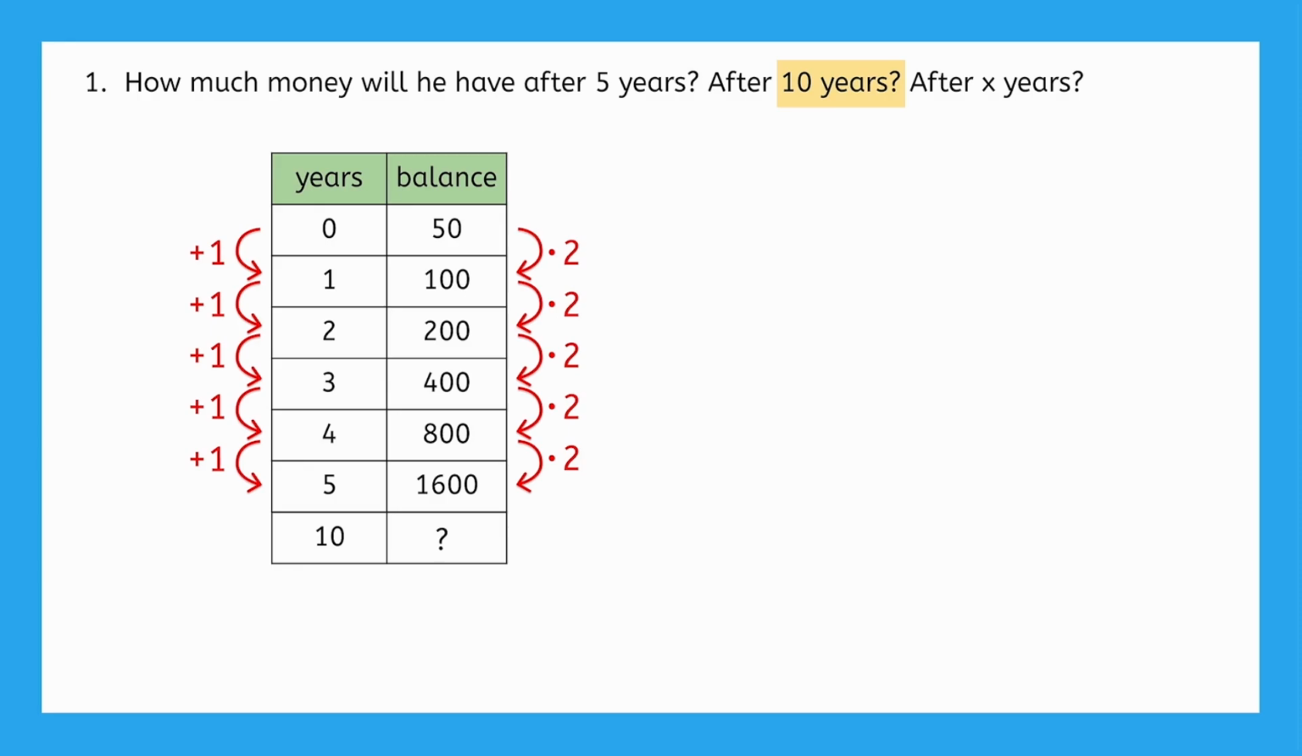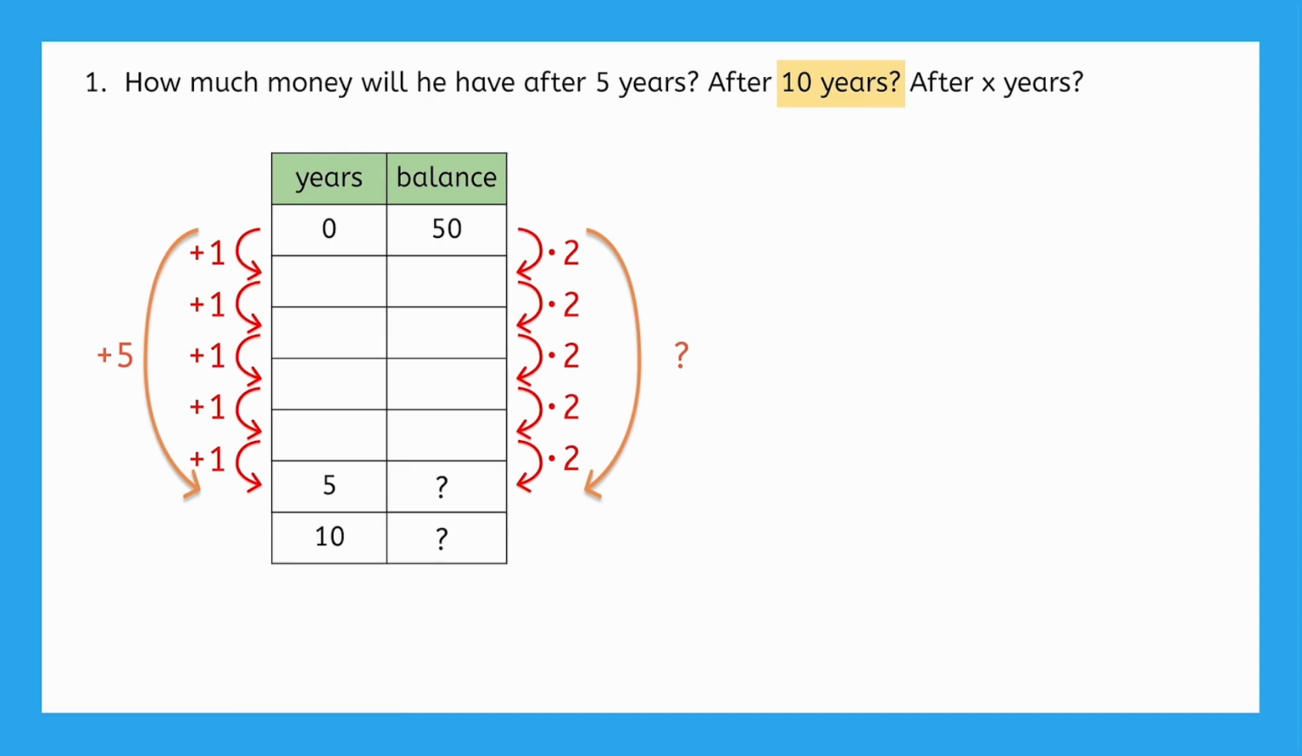Let's look back at year 5. Could we have gotten the balance without knowing years 1 to 4? We started with 50 and then multiplied by 2 5 times over a total increase of 5 years. How can we express these multiplications as a single operation that takes us directly from year 0 to year 5? Well, multiplying by 2 5 times is the same as multiplying by 2 to the power of 5. So the balance can be written as 50 times 2 to the power of 5.